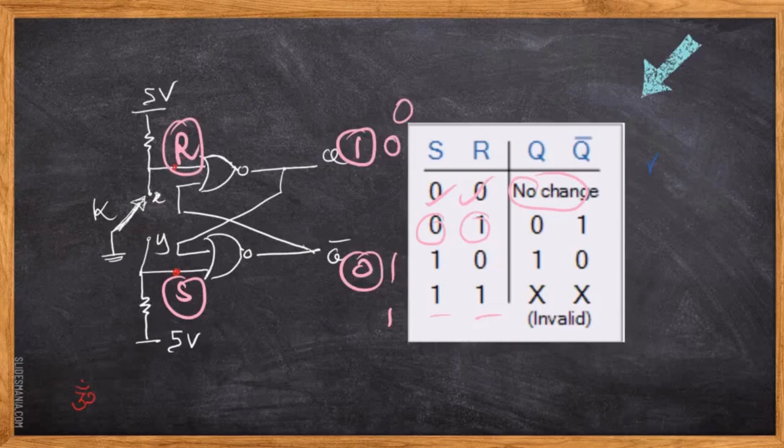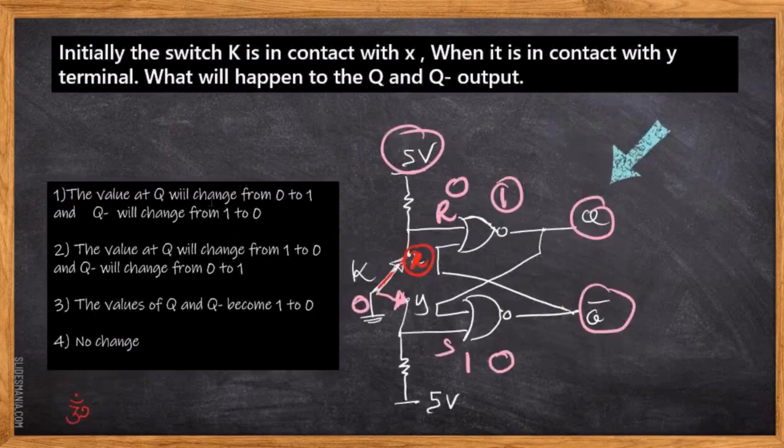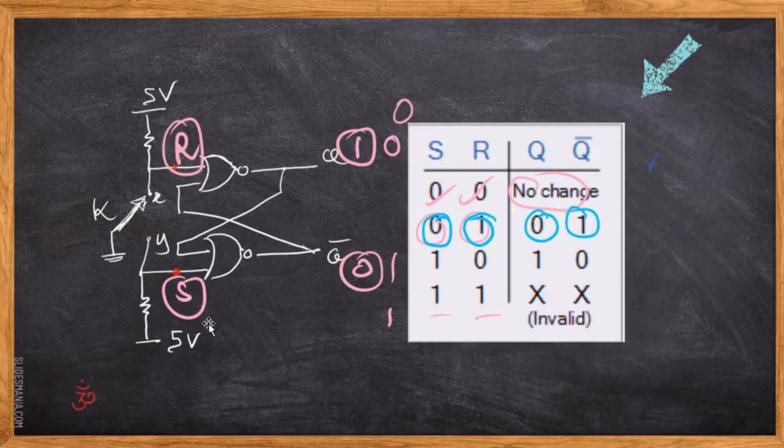Let's get into our truth table. Reset becomes 1 and set becomes 0. You can see Q becomes 0, Q bar 1. So let's look at our answer. Q 0 to 1 and Q bar 1 to 0? No, Q will change from 1 to 0. When reset is 1, Q becomes 0 and Q bar becomes 1. So Q will change from 1 to 0, correct, and Q bar will change from 0 to 1. So that's the answer. It's very simple. If you haven't tried this type of question, just remember that you have to remember the truth table of SR flip-flop by heart.